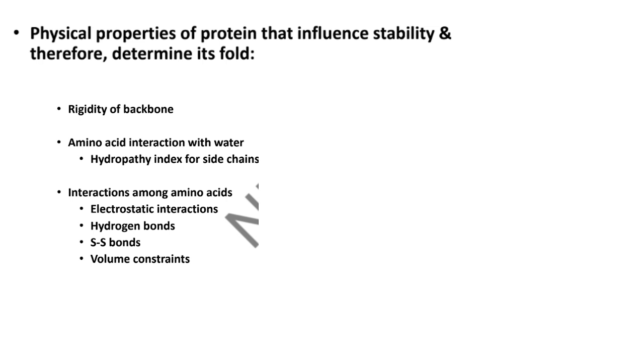Physical properties of the protein that influence stability and therefore determine its rigidity of backbone and amino acid interaction with water, that means hydropathy index of the side chain, and interaction among the amino acids: electrostatic interaction, hydrogen bond, S-S bond, volume constraints.